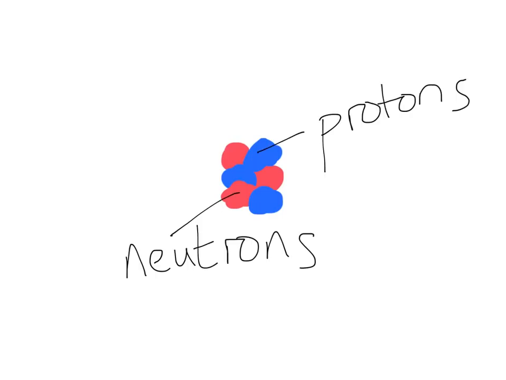So, first off, what does an atom look like? An atom has a nucleus at its centre. This contains protons and neutrons. We'll talk about these a little bit more later on. We also then have electrons filling shells around the nucleus.